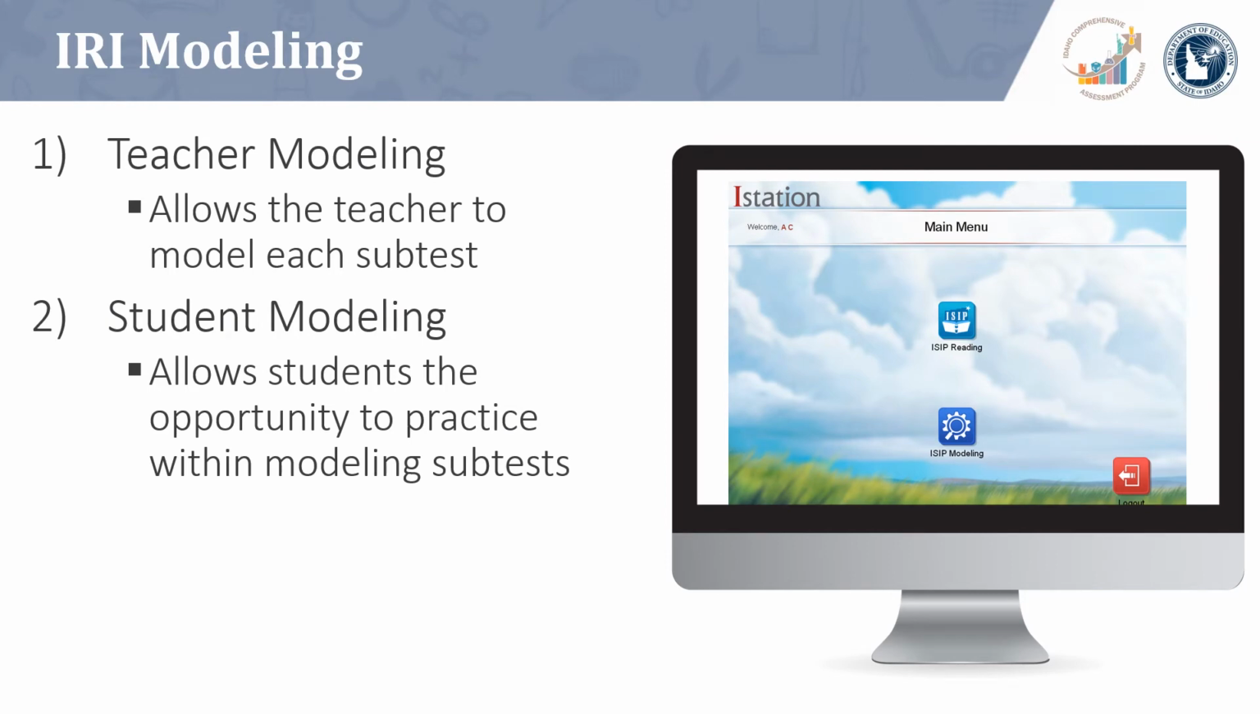There are two different ways to model the IRI for students. The first is through teacher modeling, that allows the teacher to explain the directions to students for each subtest. The second way to model is through student modeling. This way of modeling allows a student to practice hearing and answering a question from each subtest.